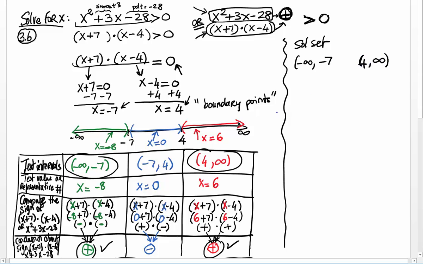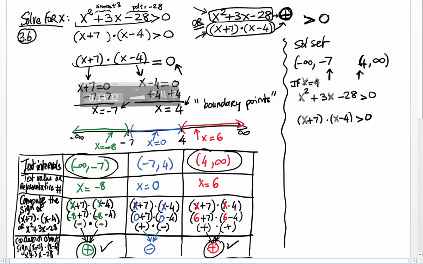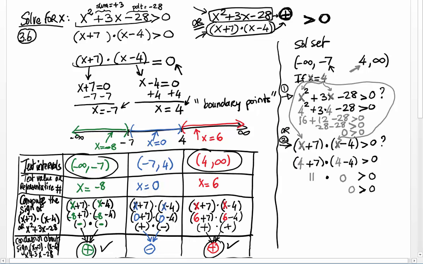Now, what do we do at -7 and 4? So just to show you a little bit, if you were to evaluate the two quantities right here, when x is 4 and also when x is -7, you would see it doesn't work, as I'll show you in just a second. So notice that if you were to replace x by 4 in either one of those inequalities, 1 or 2, you would get a false statement.